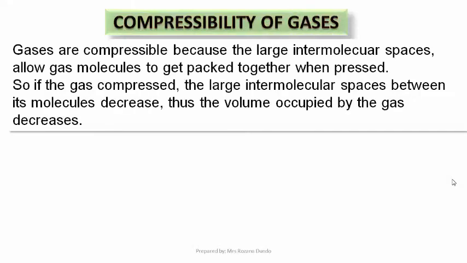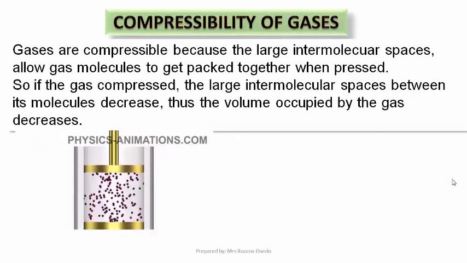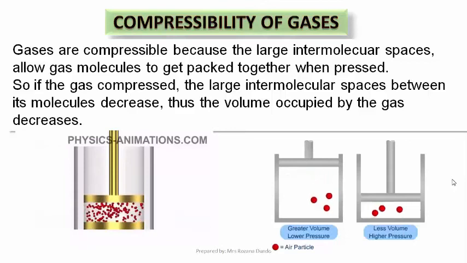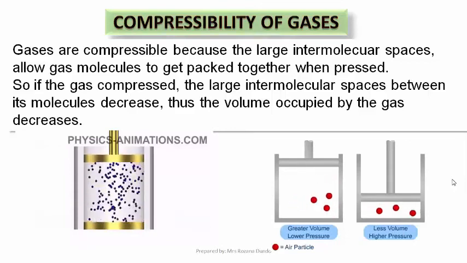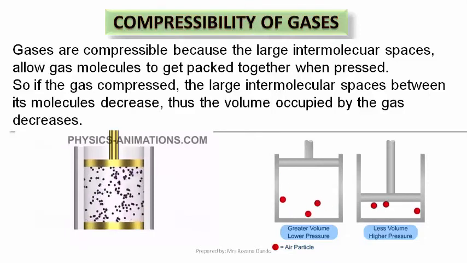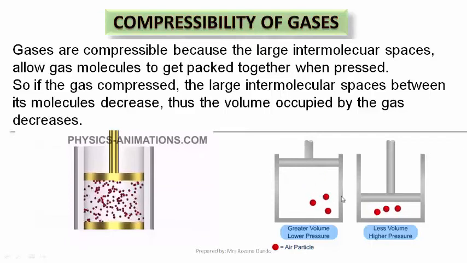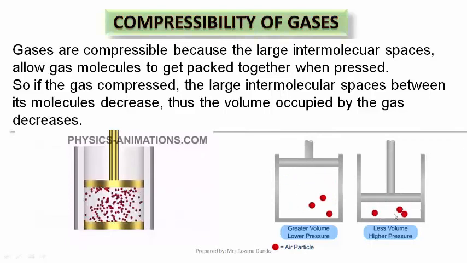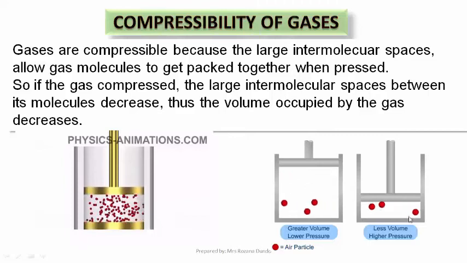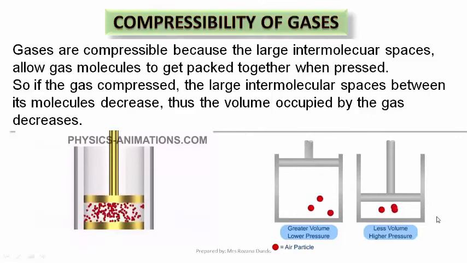Compressibility of gases. Gases are compressible because the large intermolecular spaces allow gas molecules to get packed together when pressed. So, if the gas is compressed, the large intermolecular spaces between its molecules decrease. Thus, the volume occupied by the gas decreases. As we see here in this image, here we have a great volume but low pressure. Here we have less volume but high pressure, because in the less volume, the distances between molecules are decreased.